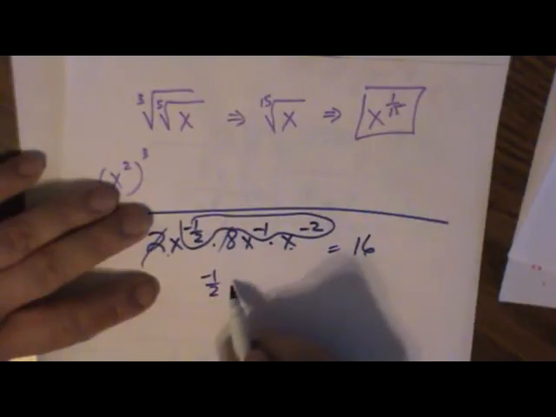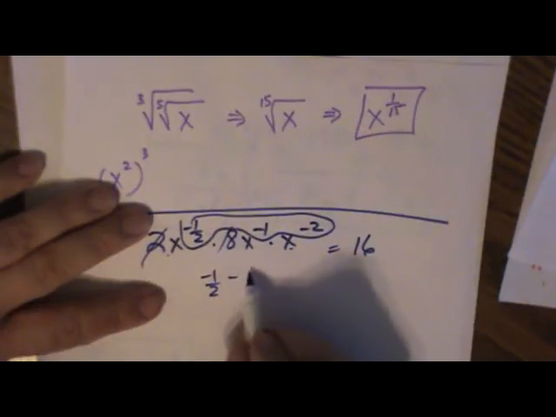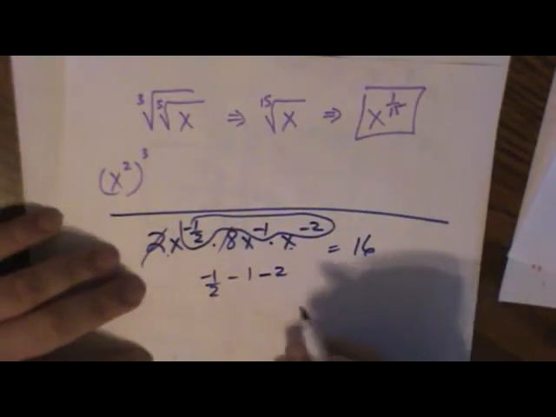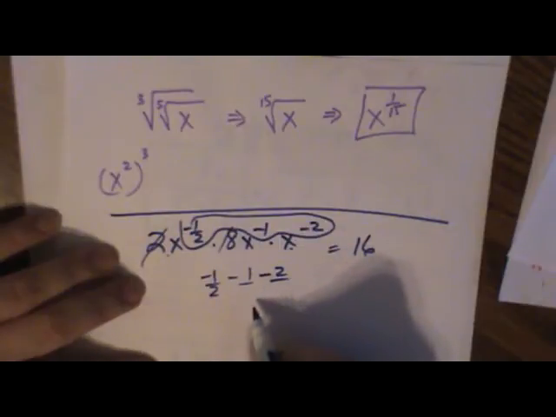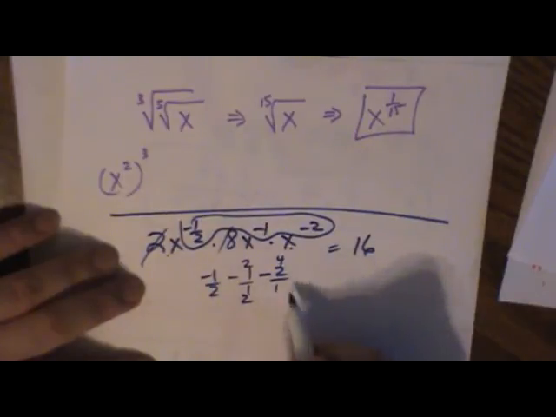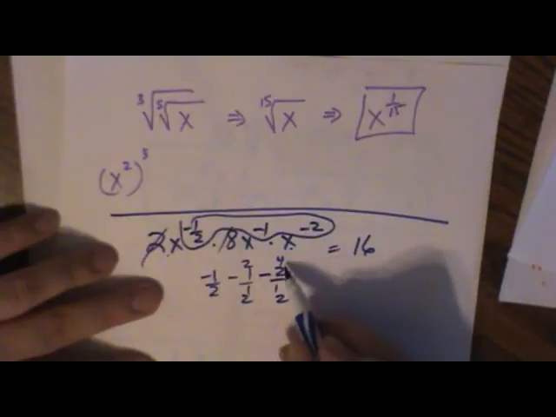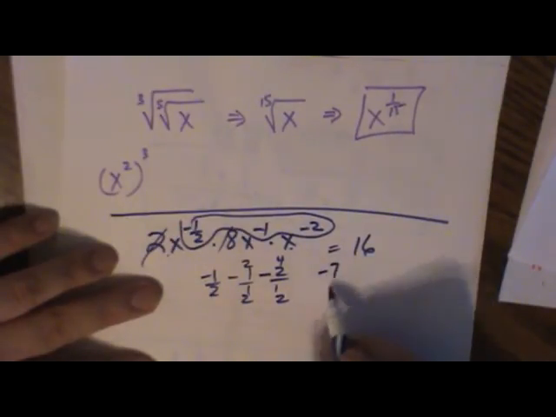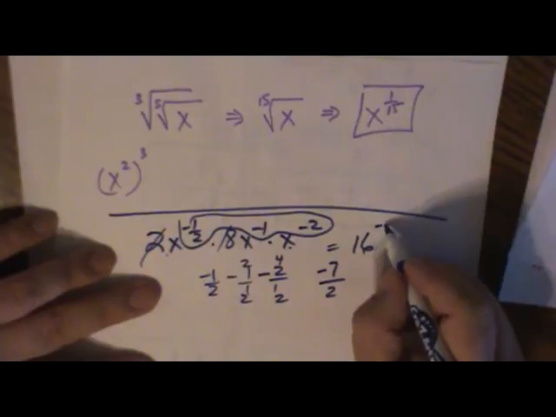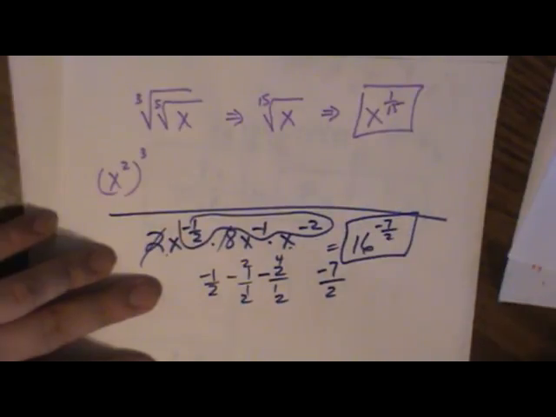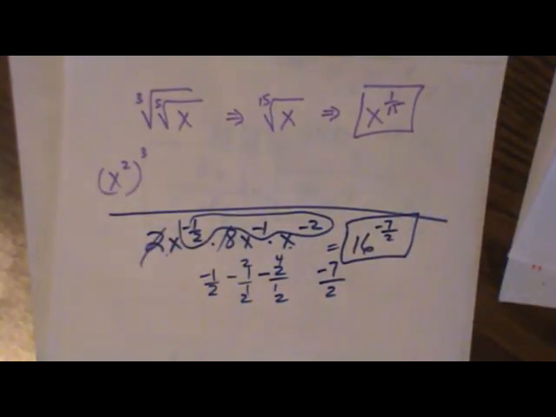So we have negative 1/2 plus a negative 1, which is the same as subtracting 1, plus a negative 2, which is the same as subtracting 2. And we need to make these all with the same denominator. So this becomes 2 over 2, and this becomes 4 over 2. So we have negative 1 minus 2 is negative 3, minus 4 is negative 7 over 2. So our answer is 16x to the exponent of negative 7 over 2. And that's it on that one.